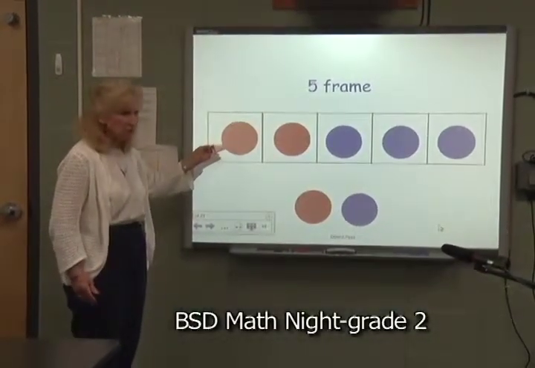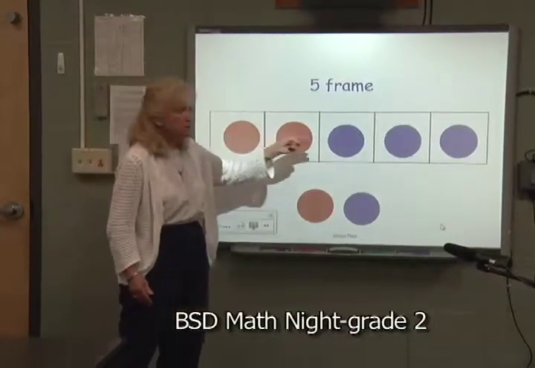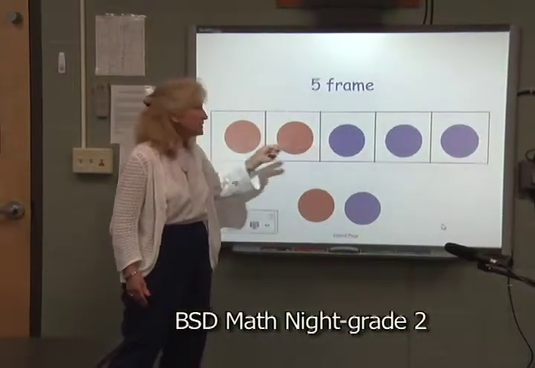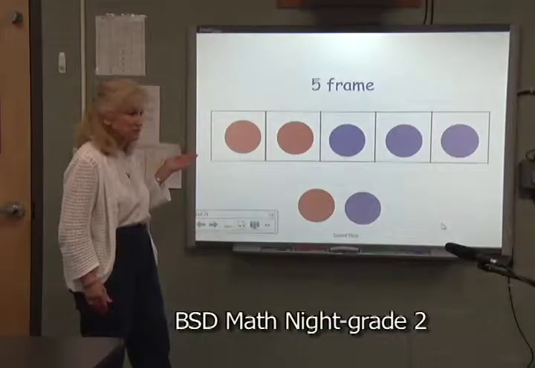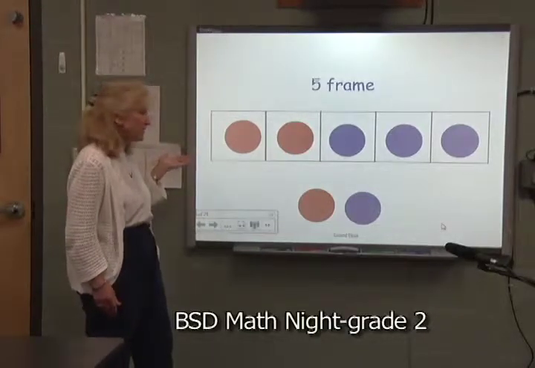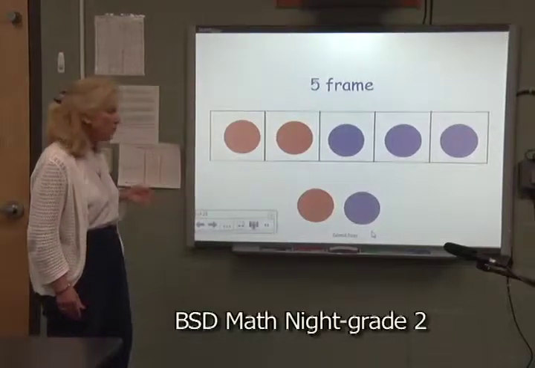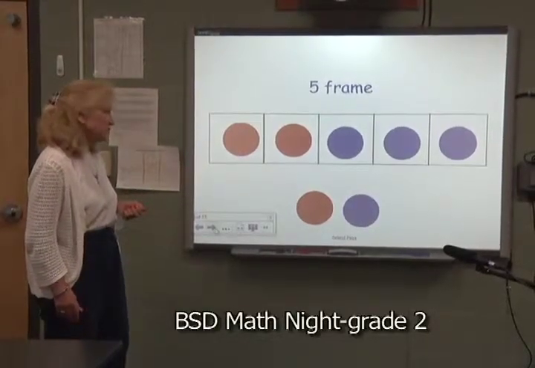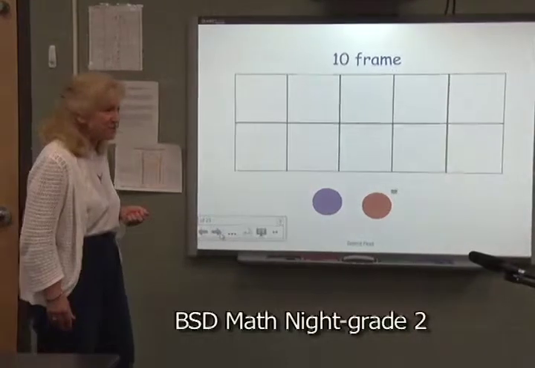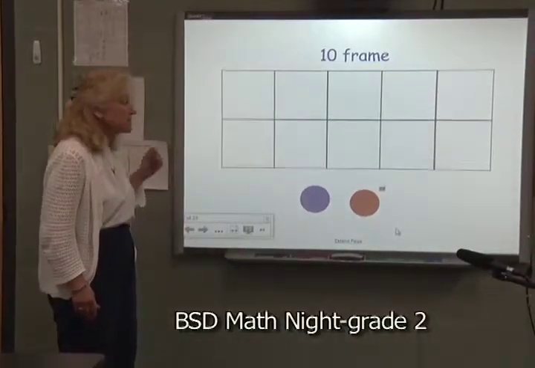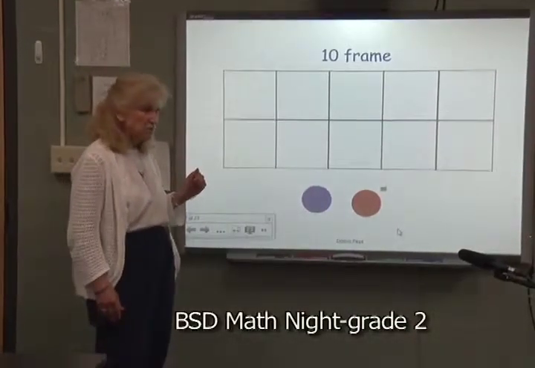I had 2 red chips. I have 3 more chips. Now I have 5 chips. 2 and 3 more is 5. From the 5 frame, we go up 1 level to a 10 frame. We have the 2 5 frames together. Now filling out the frame is important.